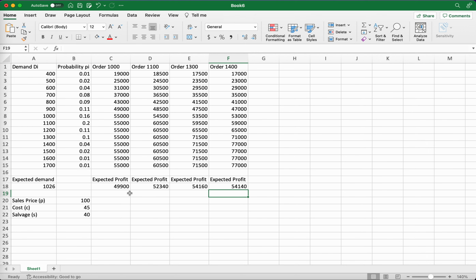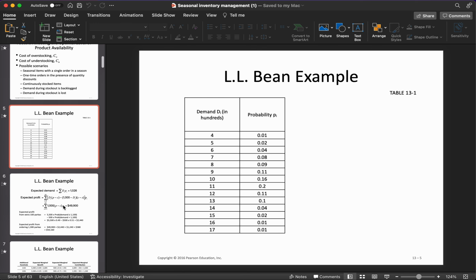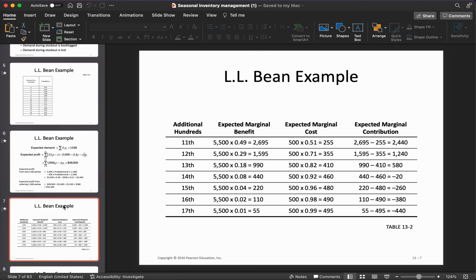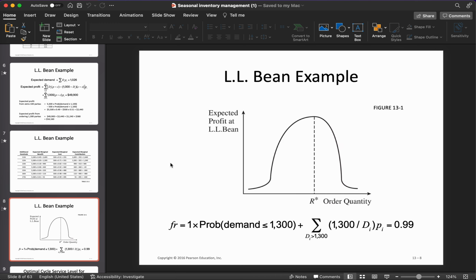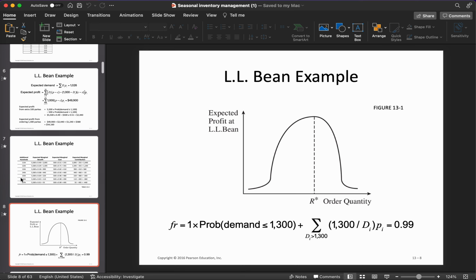Now you'll notice that as you kept ordering more, profit went up to 54,160, but when you ordered 1,400, the profit went down to 54,140. And this is exactly what you will notice. As you keep ordering more and more, your profit values will increase, and the maximum will be at 1,300, and then it will go down again, right? So that's the optimal order quantity. We'll talk about why this is the optimal order quantity and all of that.